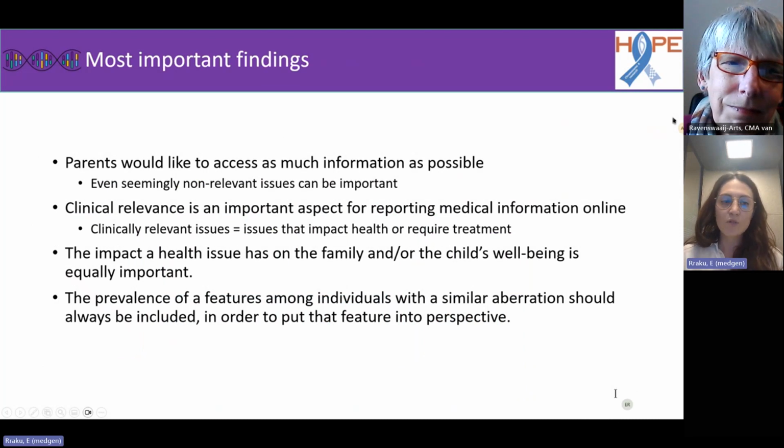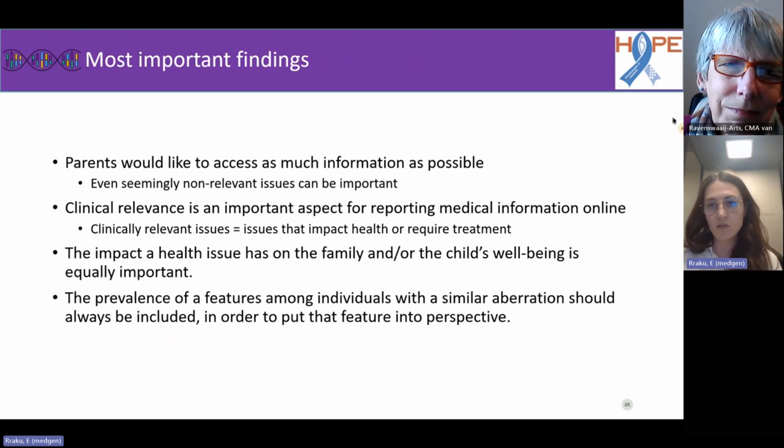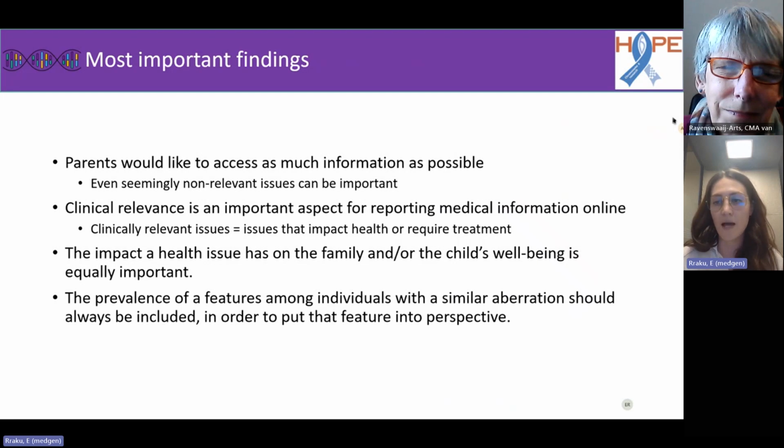So what were the most important findings from this study? Now, there were 4 main messages that came out of the surveys, which we used to create the statements that were later on presented to the experts. The first one is that parents would like to access as much information as possible. It was very frequently mentioned in the first survey that, and I don't think this will come as a surprise to any of you, when you have very little information to work with in the beginning, every little piece of extra information will help.